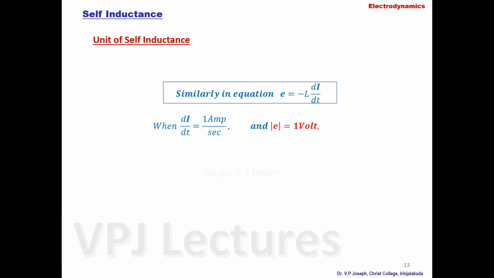This definition can also be defined in terms of the second equation, that is E is equal to minus L di by dt. And as in our previous slide, we have already taken di by dt is equal to 1 ampere per second, and then we get L is equal to E. And right now, suppose the EMF induced is taken as 1 volt. Then again we will get L as 1 Henry.